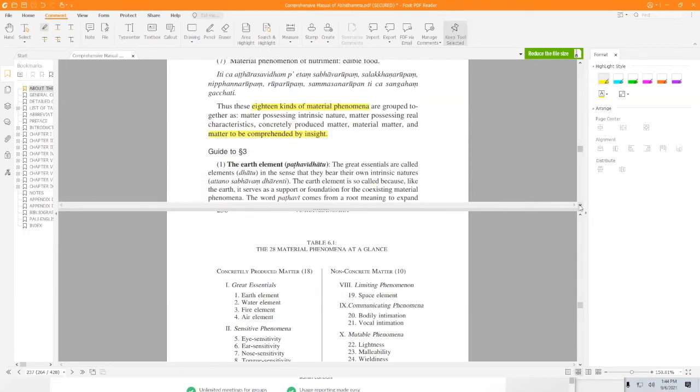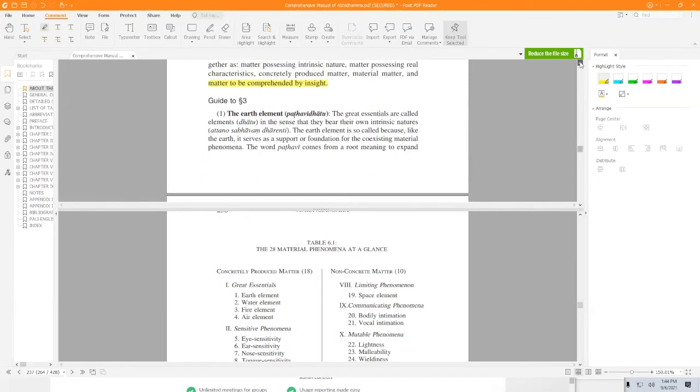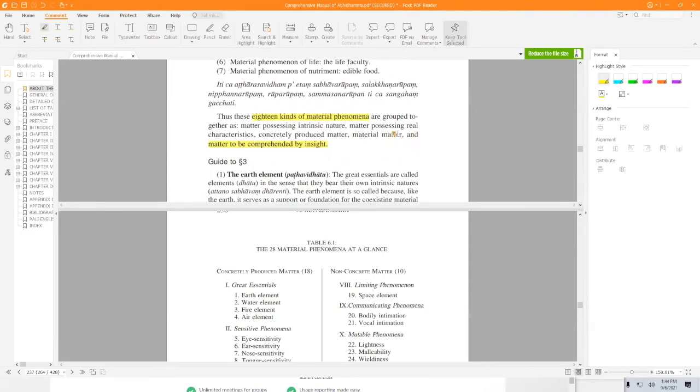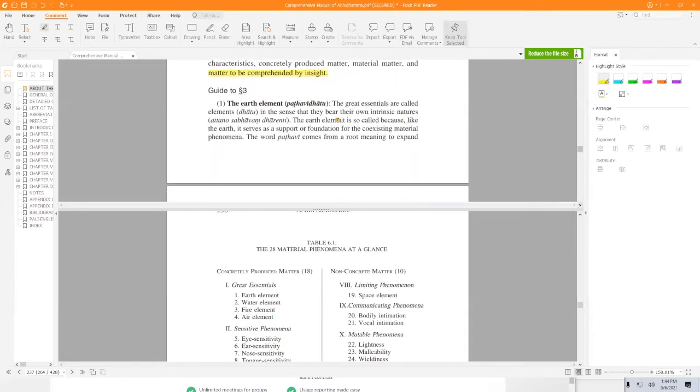Okay, so all of these taken together, those are the 18 kinds of material phenomena that are called concretely produced material phenomena, which are the types of matter to be comprehended by insight. Okay, so let us now consider the 4 primary elements, which are also called dhatus, in the sense that they bear their own distinct natures.